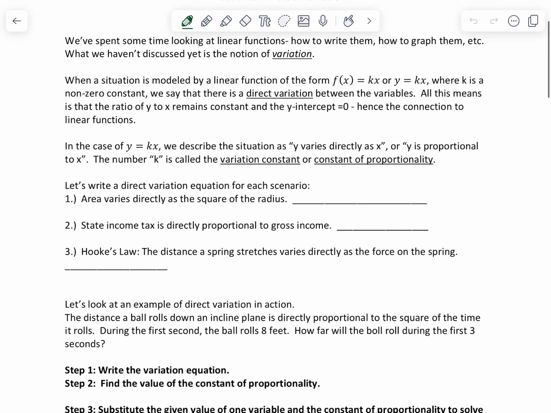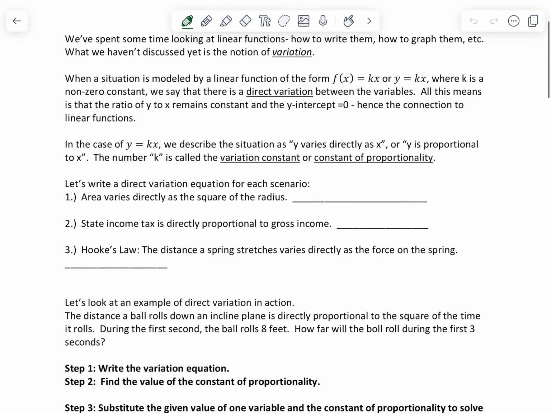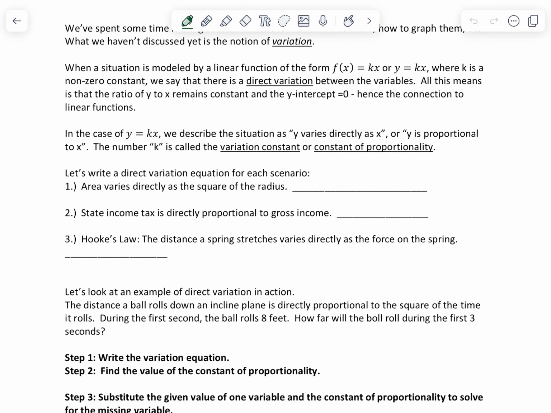Today we're going to talk about the ideas of direct and inverse variations. Now in Algebra 1, you spent some time looking at linear functions and how to write them and graph them, etc. But we haven't quite discussed yet the notion of variation, meaning how the two variables that you are showing the relationship between are changing in relation to each other.